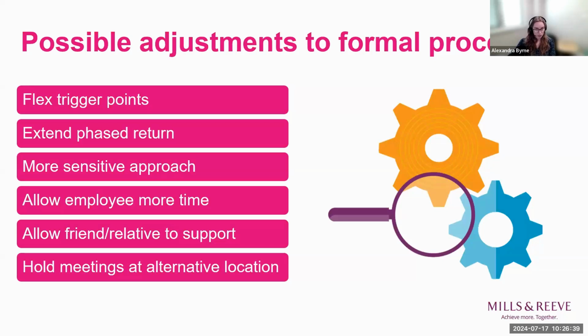And then I'm just going to quickly run through some adjustments you might consider. I'm conscious of time. So you might consider flexing your trigger points. So that's adjusting your policy, being flexible with the triggers in there for absence so that someone's not disadvantaged by taking absence when they're unwell. Extended phased return: support someone to build up hours gradually and continue their recovery.